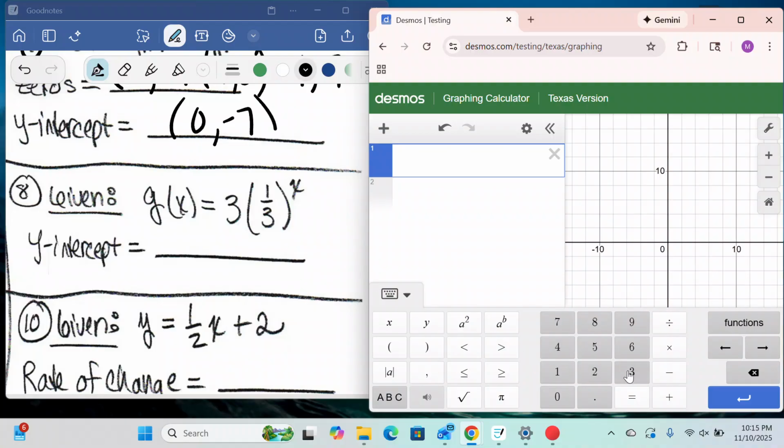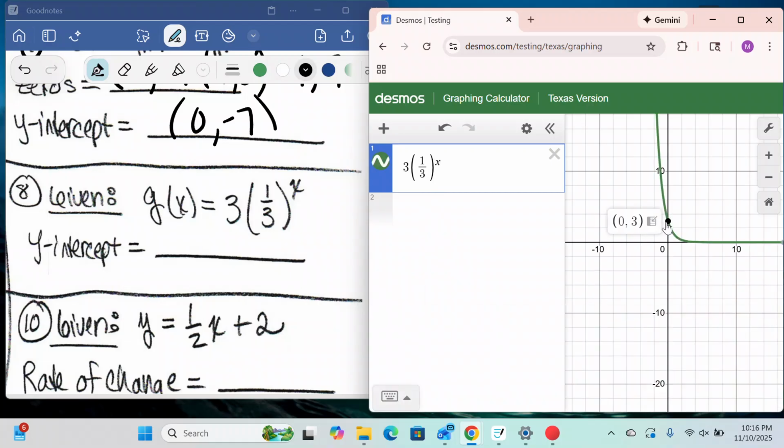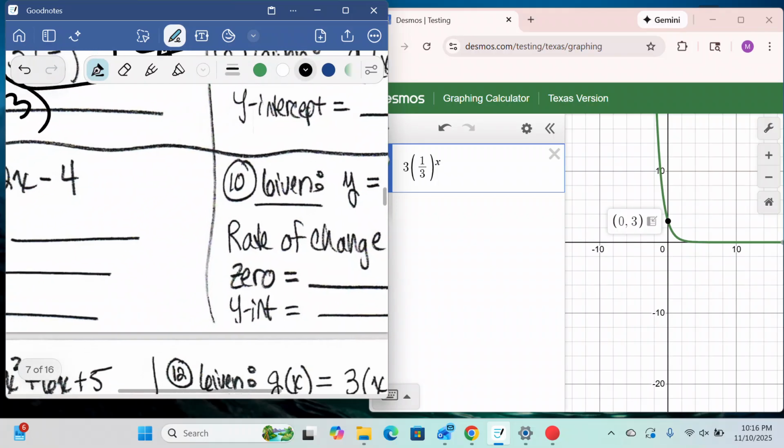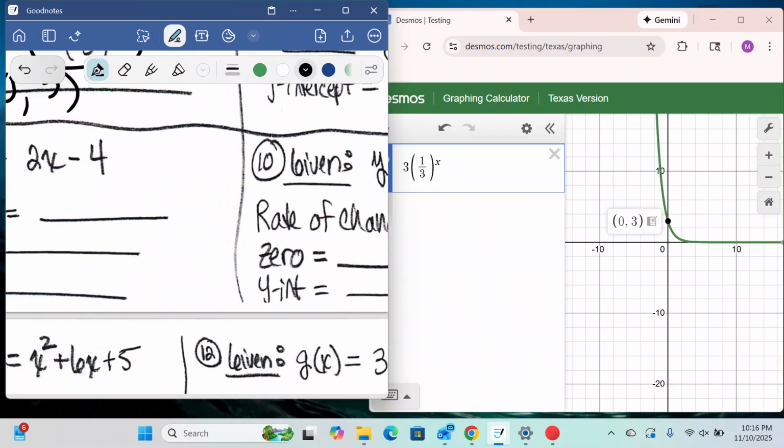But right now, I'm going to input just 3, open parentheses, 1 divided by 3. And don't forget to put my space after this. I can push the space right there, close parentheses. And then I'm going to do quantity to the x. So once again, how do I do that? I push this button. It raises my power, and then I put my x, and there it is. So I'm going to find my y-intercept, and it is 0, 3. And that right there is my y-intercept. So very easy, very straightforward. Let's go on to number 9.